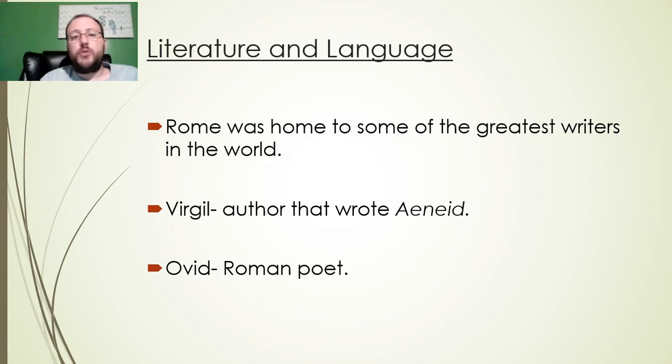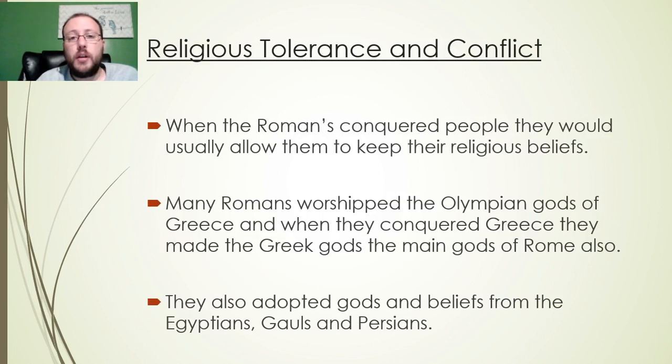Now, just a few things in literature and language. Rome was home to some of the greatest writers of the world. Virgil, which we talked about, was the author of the Aeneid, which is the story of Aeneas. We discussed a little bit about what happens with Aeneas when we talked about Greek history. I believe it's chapter 8. Ovid was a Roman poet.